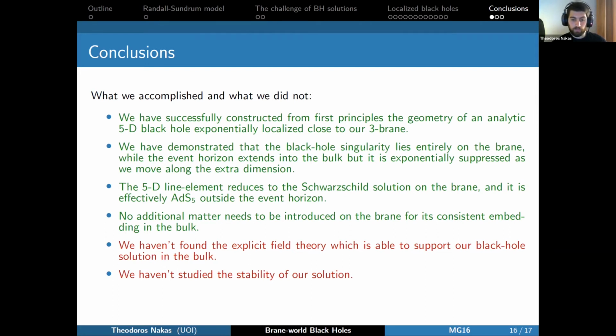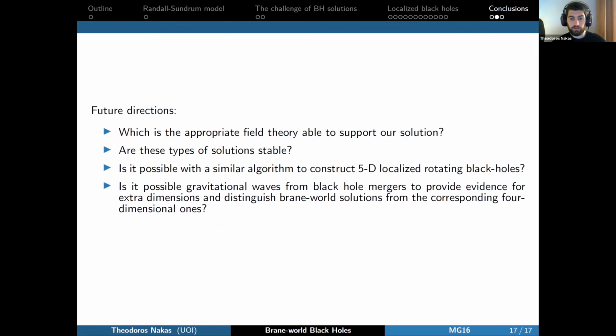However, we haven't found the explicit field theory which is able to support our black hole solution in the bulk, and also we haven't studied the stability of our solution. Therefore, in the future, apart from the field theory and the stability analysis, one could try to develop a similar algorithm for five-dimensional localized rotating black holes, and it would be very interesting if gravitational waves from black hole mergers could provide evidence for extra dimensions by distinguishing brane-world solutions from the corresponding four-dimensional ones.